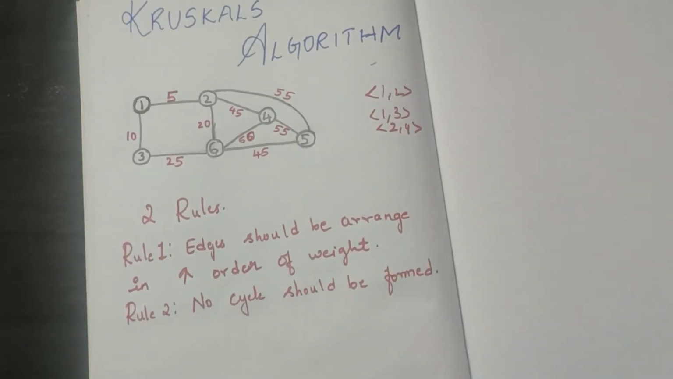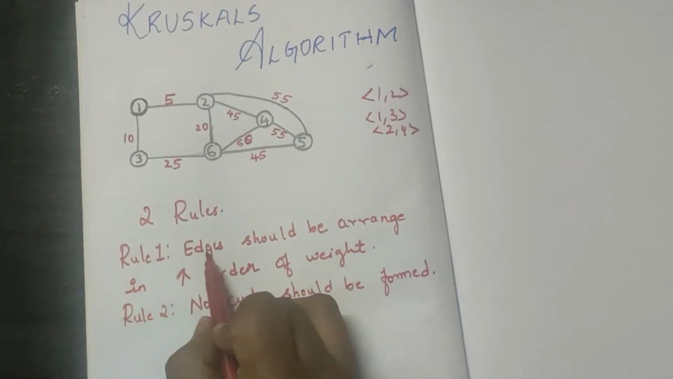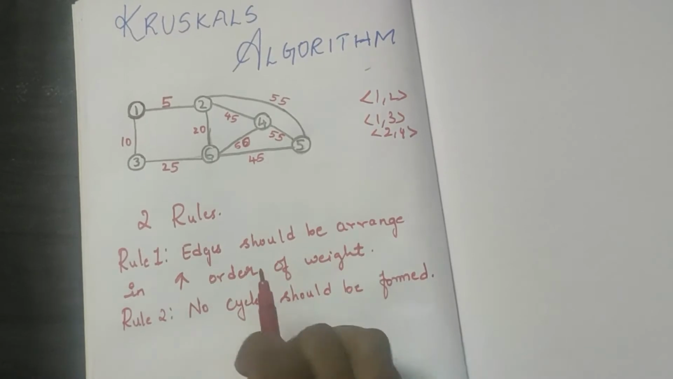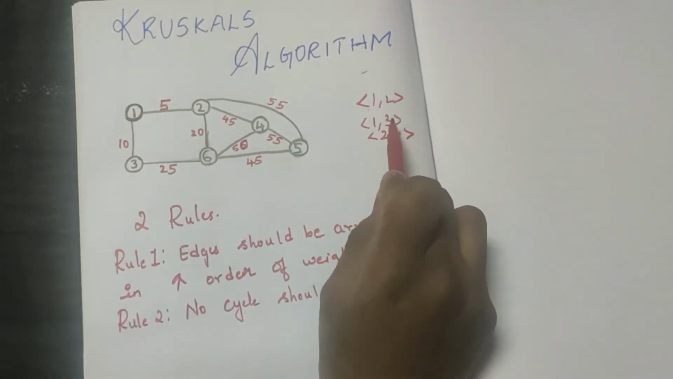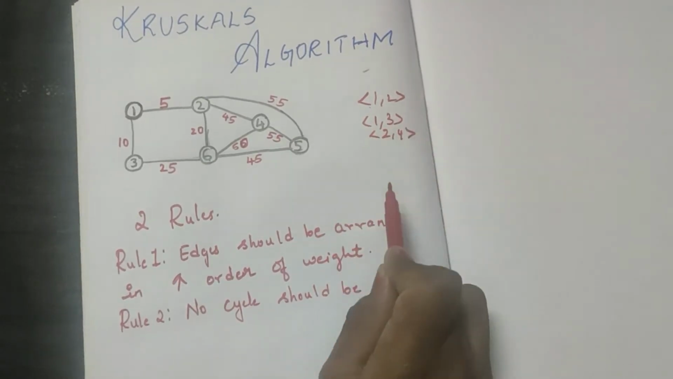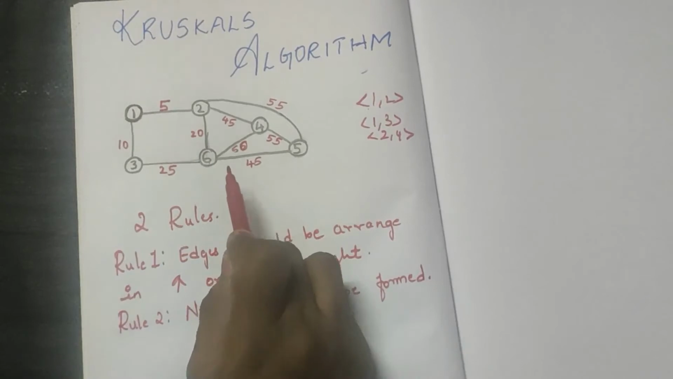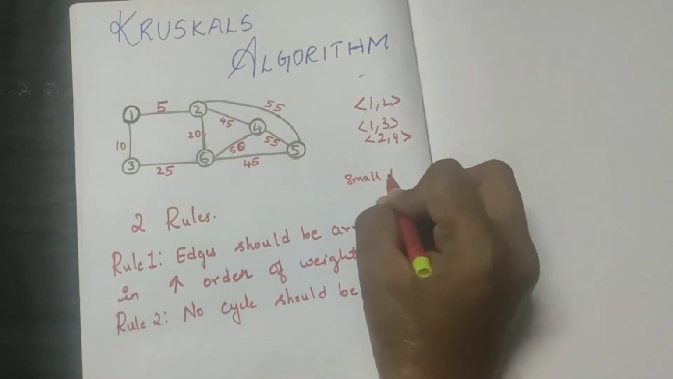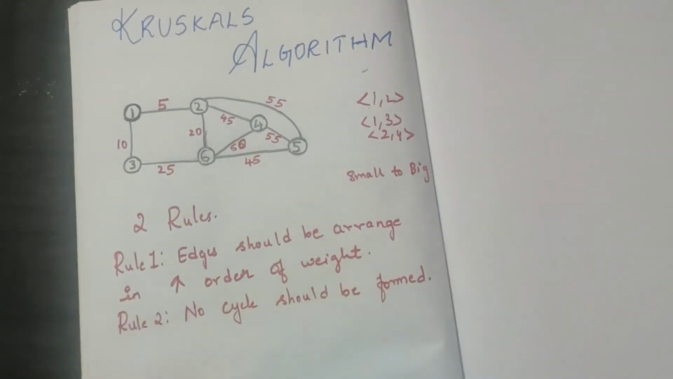Now let us get clear with these two rules. Rule number 1 says that edges should be arranged in increasing order of weight. This means that the edges, as I told you earlier, 1 to 2, 1 to 3, these are called the edges. Now these should be arranged in increasing order of these weights. Increasing order means small to big.